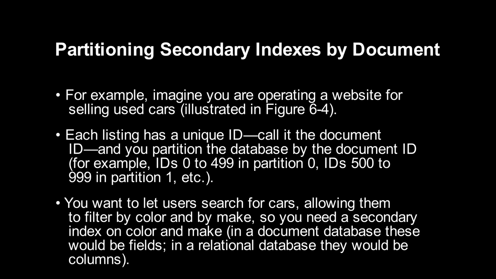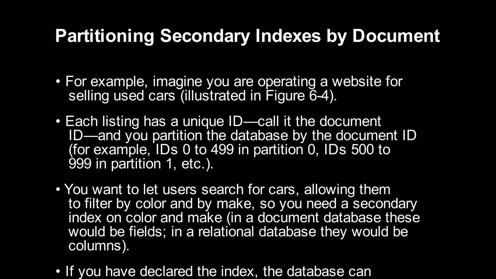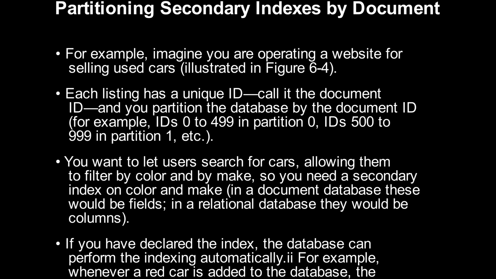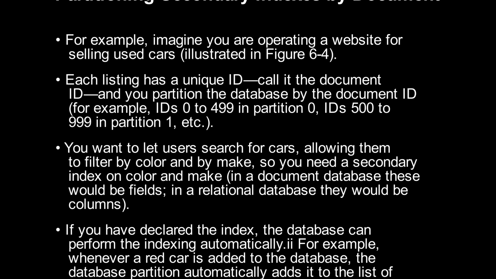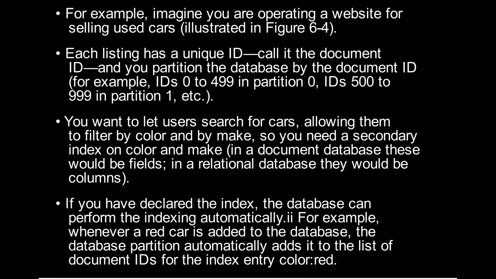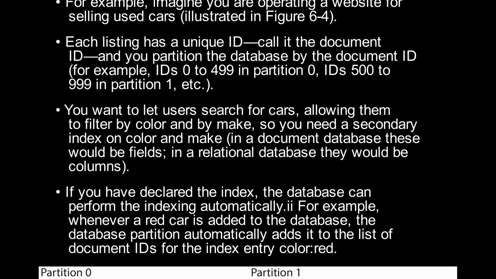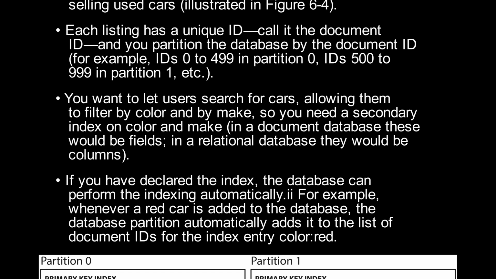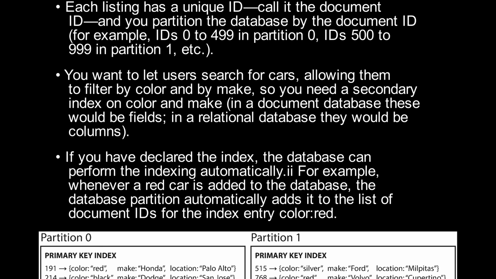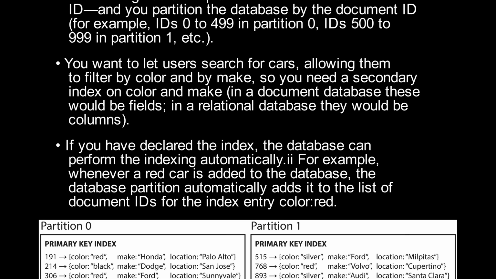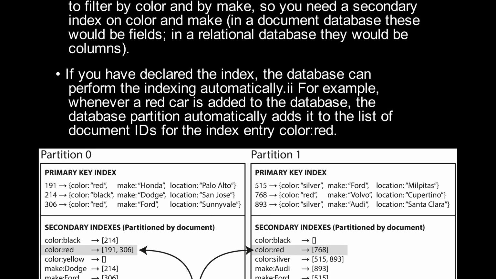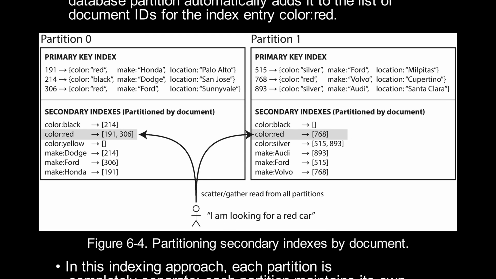You want to let users search for cars, allowing them to filter by color and by make. So you need a secondary index on color and make. In a document database, these would be fields. In a relational database, they would be columns. If you have declared the index, the database can perform the indexing automatically. For example, whenever a red car is added to the database, the partition automatically adds it to the list of document IDs for the index entry color:red. Figure 6-4. Partitioning secondary indexes by document.